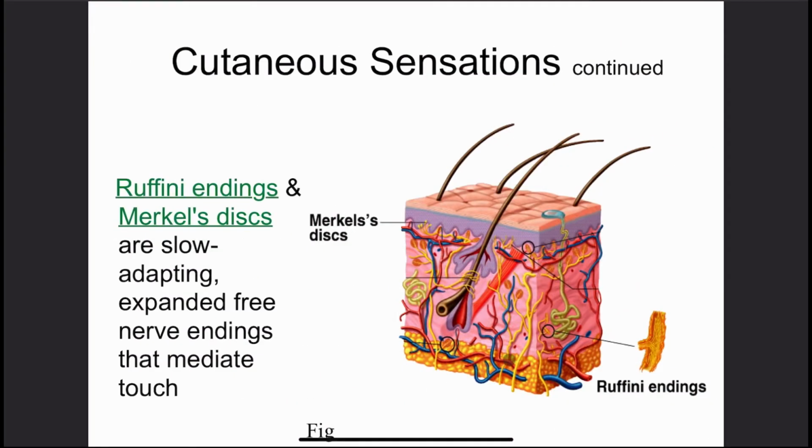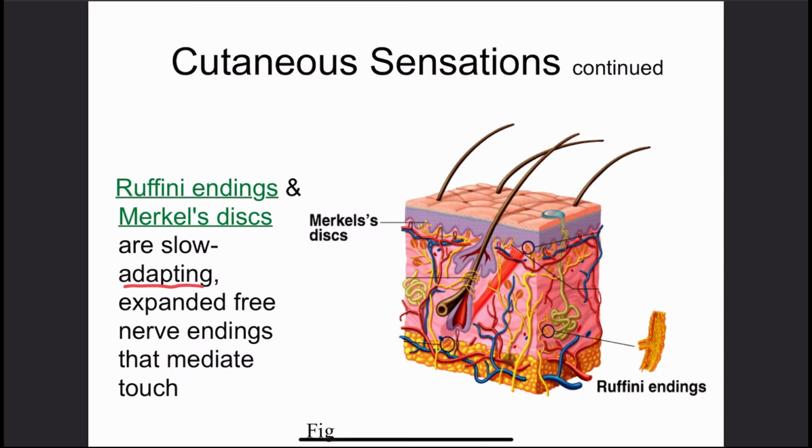So most free nerve endings mediate hot and cold. Merkel's discs and Ruffini endings are going to mediate touch. They are free nerve endings and they are slow adapting tonic receptors. So they record pressure or vibration, or the sustained presence of pressure on the skin. So these are not adapting.